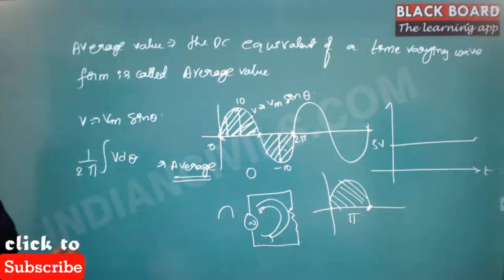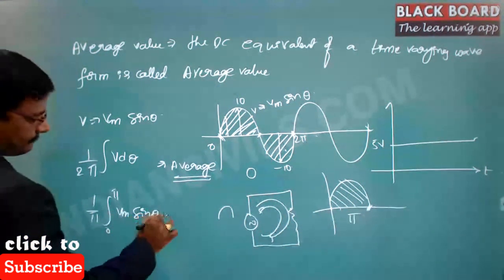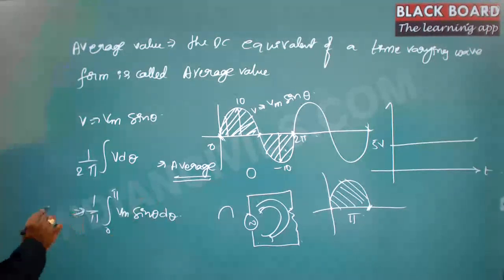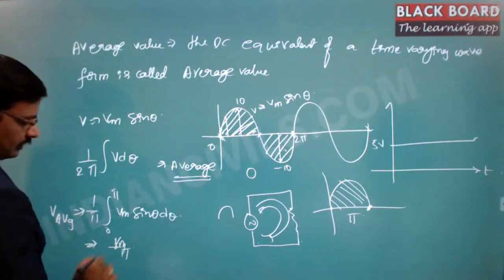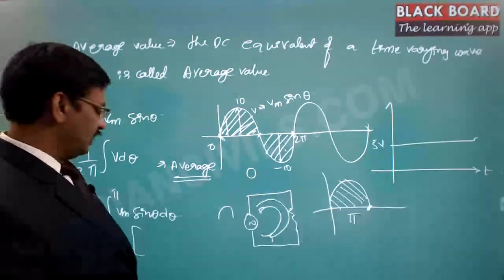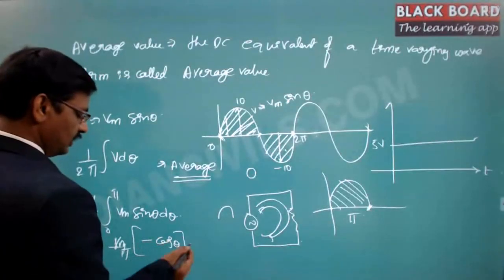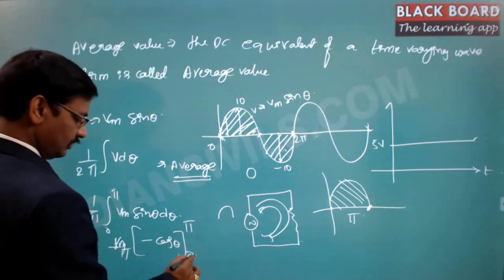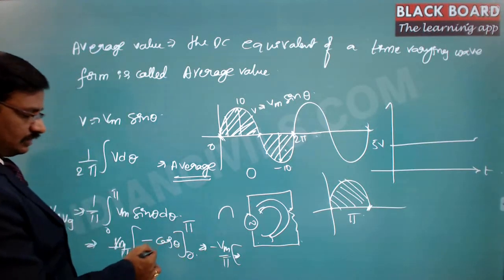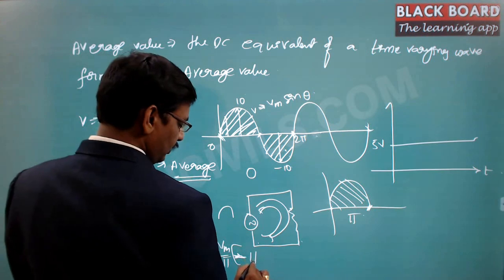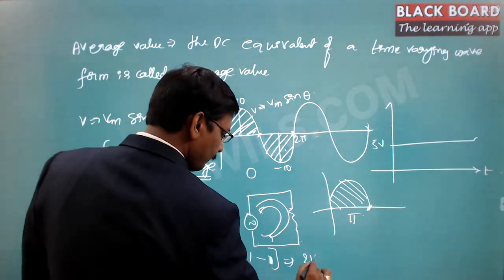So if you calculate this value, it is 1 by pi times the integral from 0 to pi of Vm sin theta d theta. This is the average value, so this is VAVG. This is going to be Vm by pi times the integral of sin theta. The integral of sin theta is minus cos theta, since the derivative of cos theta is minus sin theta. So this is minus cos theta, with upper limit pi and lower limit 0. Then this is going to be minus Vm by pi times, where cos pi is minus 1, and minus cos 0 is minus 1. So this is going to be 2 Vm by pi.